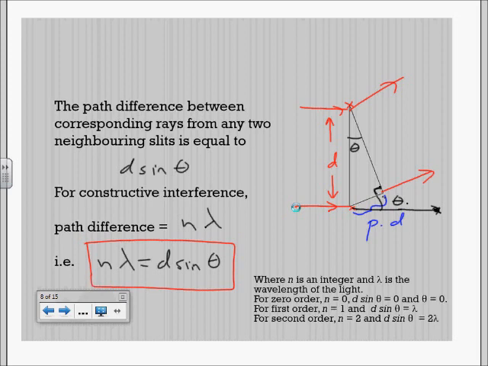The formula we've already got for Young's experiment is a special case of this one, and we can discuss that in class. And down the bottom here, just a little note, just defining things there. So n's the integer, central maximum, n is 0. First order maximum, n equals 1. Second order, n equals 2, etc.